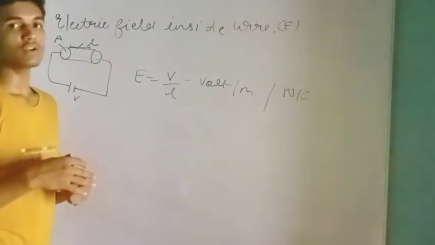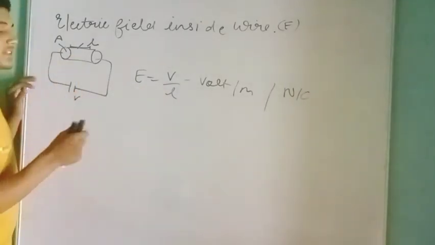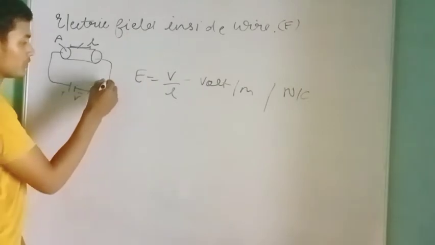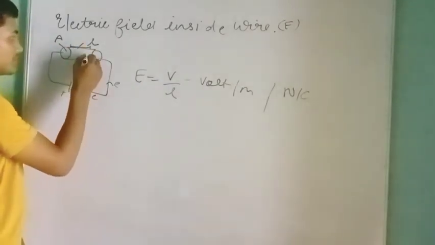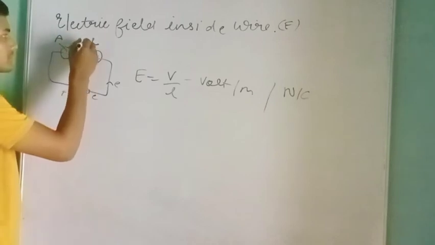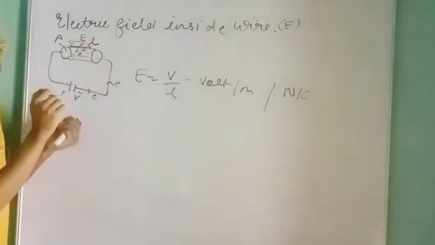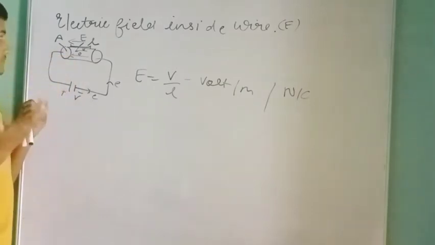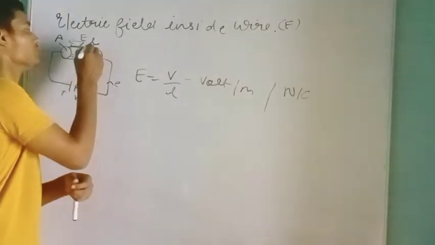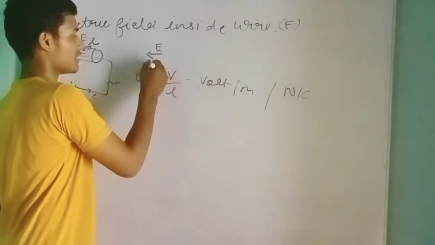Now we derive the formula for force by the electric field on electrons and acceleration. Here we take one end positive and the other negative. The flow of electrons is from negative to positive. We take the direction of the electric field, and we know that the force applied on a negative charge is opposite to the electric field. Here the electric field is in this direction, so it applies force on the negative charge, the electron, in the opposite direction.